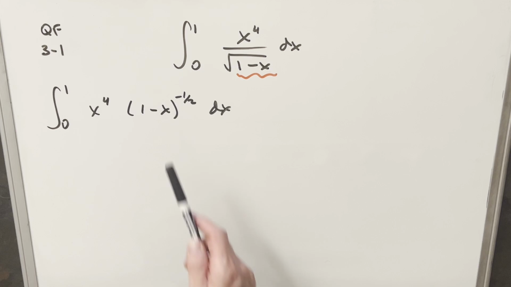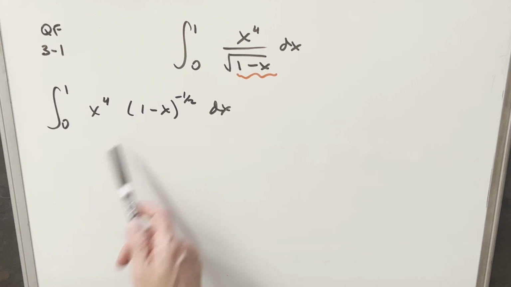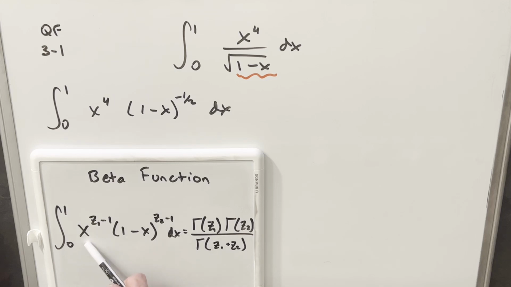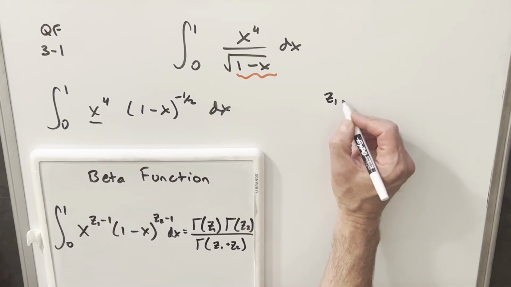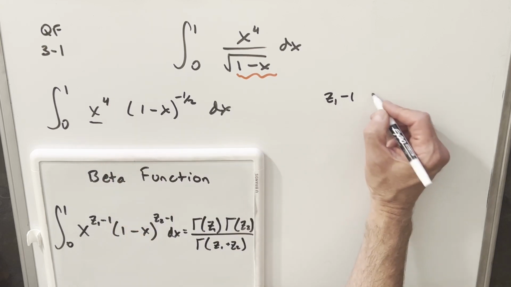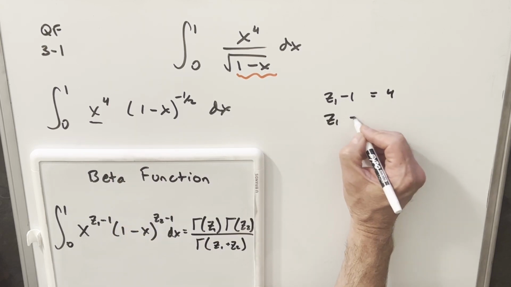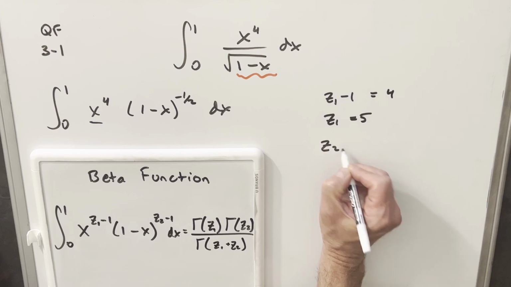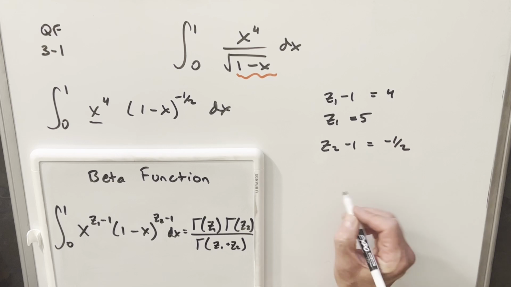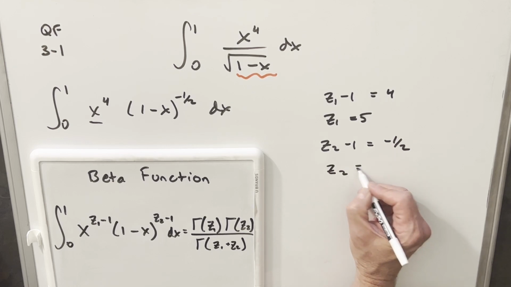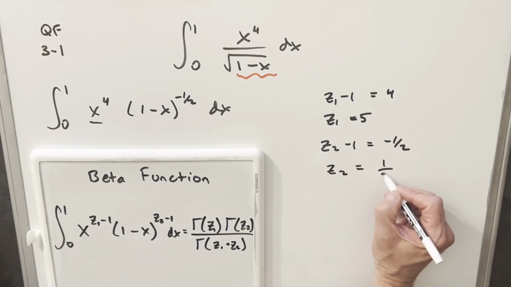And just by doing that, you may notice that this is in the exact right form for us to use the beta function. Looking at this, we have the x term and the 1 minus x, and from this we can easily calculate our z1 and z2 values. On the first term, if z1 minus 1 equals 4, then z1 is going to be 5. And similarly for z2 minus 1, equating it to the exponent minus 1/2, z2 is going to be equal to 1/2.